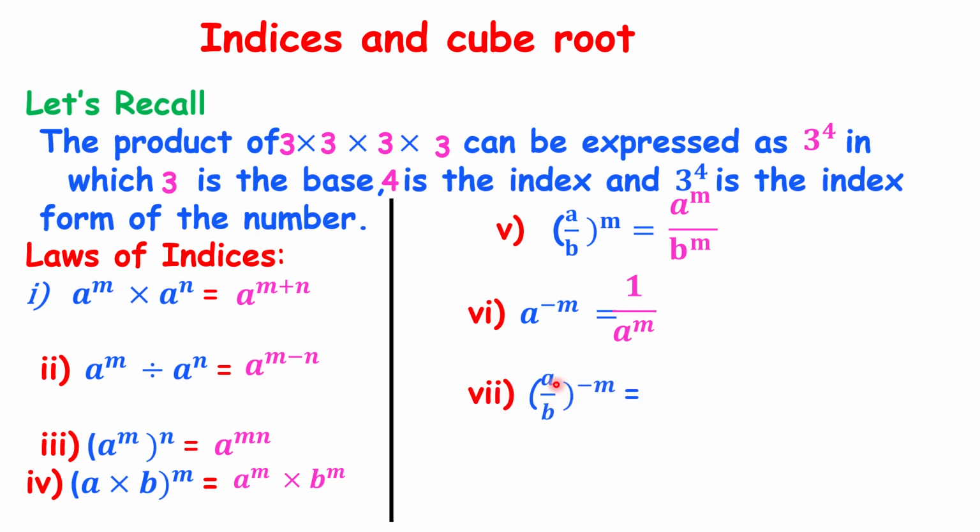If base is in fraction, a upon b is the base and minus m is the index, then there is the inverse of numerator and denominator. A upon b raised to minus m is equal to b upon a raised to m. Eighth law, a raised to 0 is equal to 1. Means if the index is 0, then the value of any term is always 1.